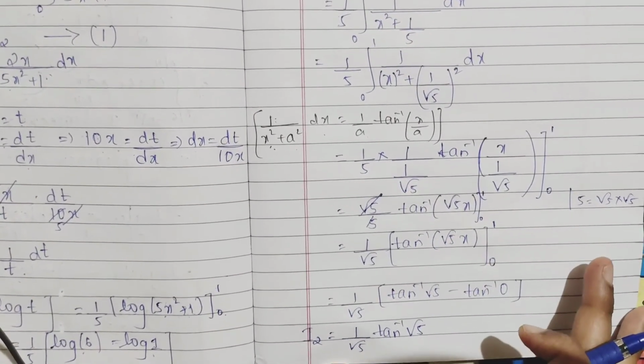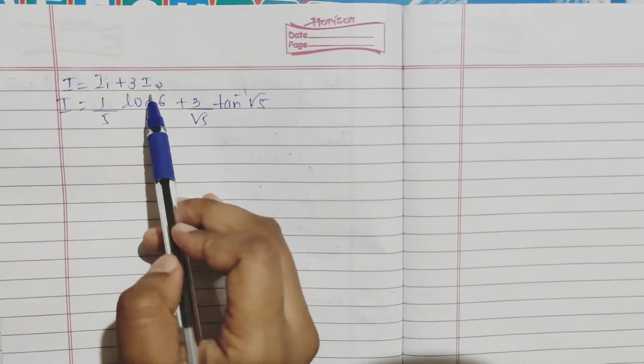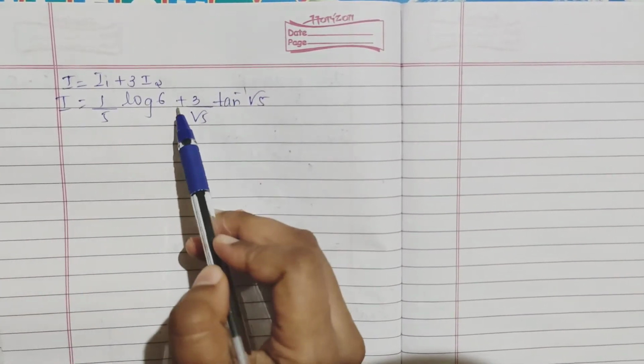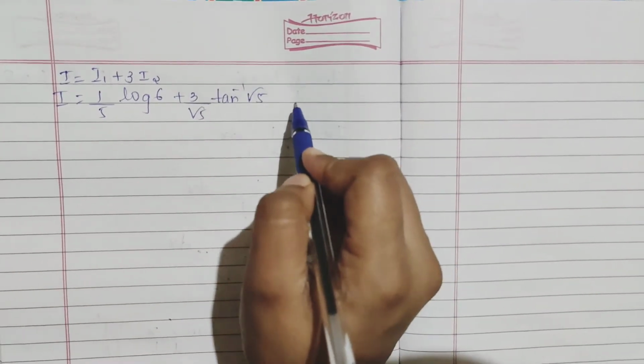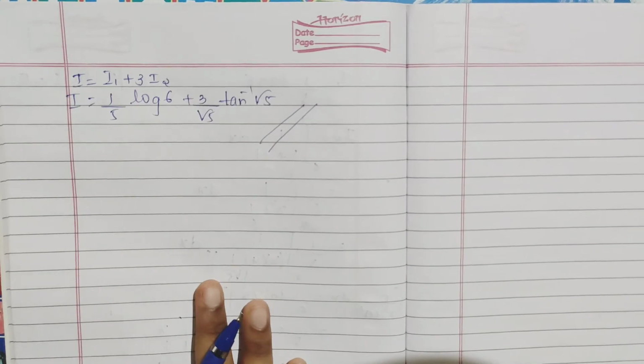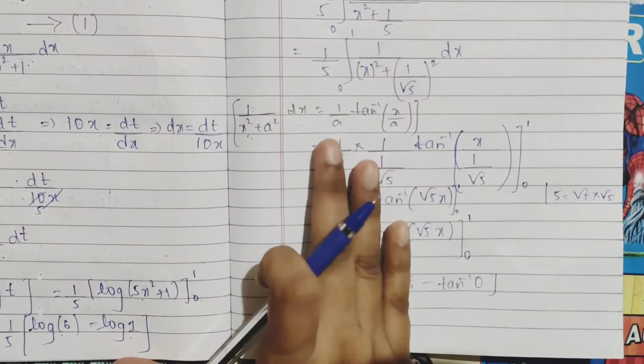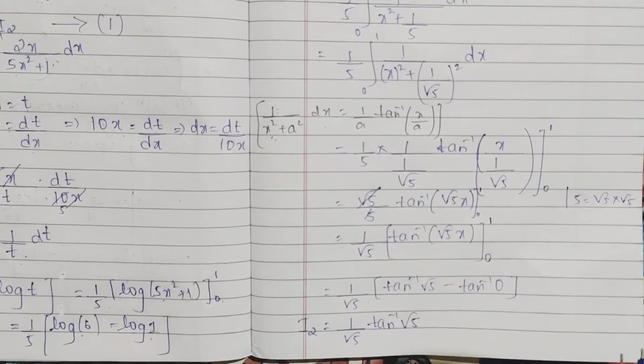Okay, now I1, I2 will be substituted in 1. So, I value is I1 plus 3 I2, that is 1 by 5 log 6 plus 3 by root 5 tan inverse root 5. I hope I am clear for you. Okay. If you want you can write this also, the factors of 5 are root 5, root 5.